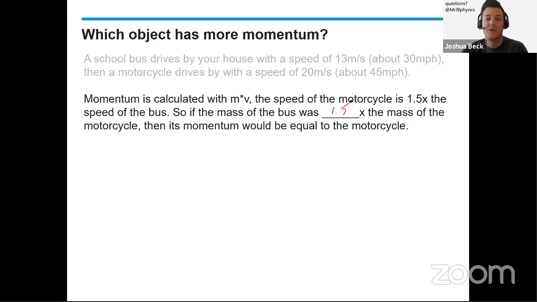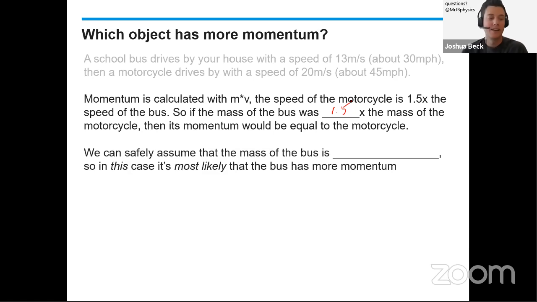Now, does that seem reasonable? Does that seem likely that the bus has a mass of 1.5 times the motorcycle? Well, I think in this particular case, we can safely assume that the mass of the bus is not only greater than 1.5, but let's say way, way, way greater than 1.5 times the mass of that motorcycle. So in this particular case, it's most likely that the bus has more momentum.